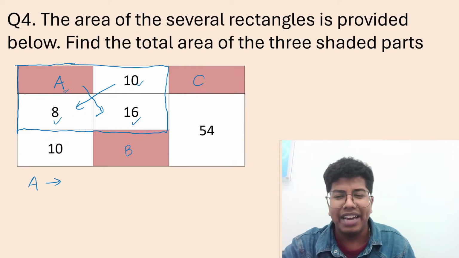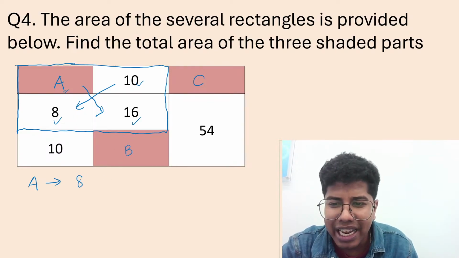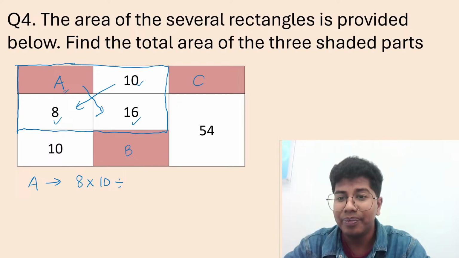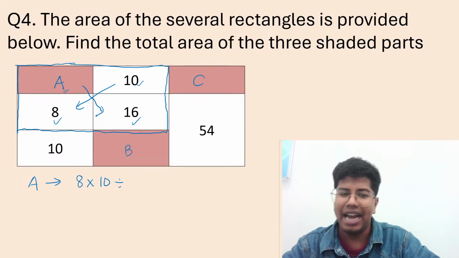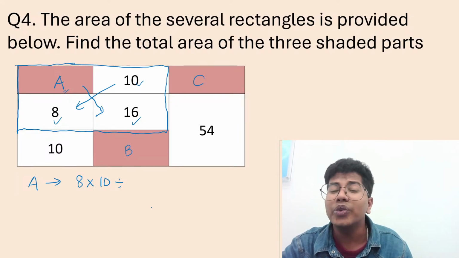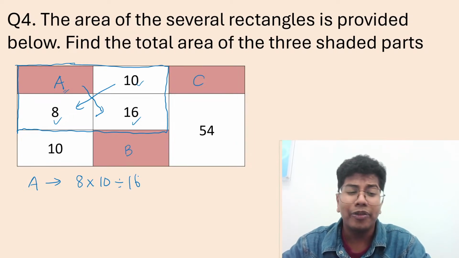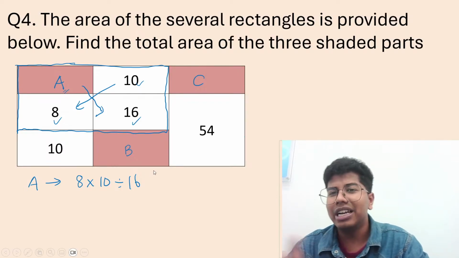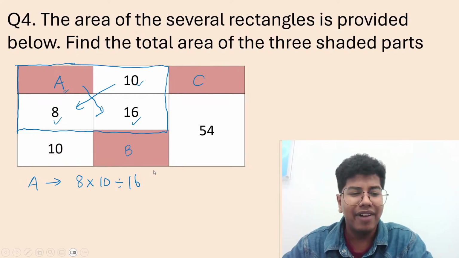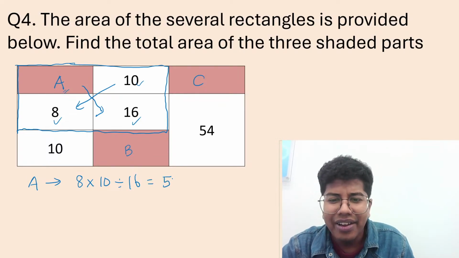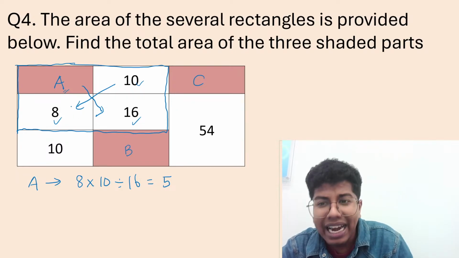So 8 times 10 will be how much? 8 times 10 is nothing but 80. We can get 80, but how do we find A? Then we have to divide by 16. The part we have to pay attention to is the calculation. First, 8 times 10 you multiply, that gives us 80. That is divided by 16 to give you just 5. So here we get the value of A, that is 5.